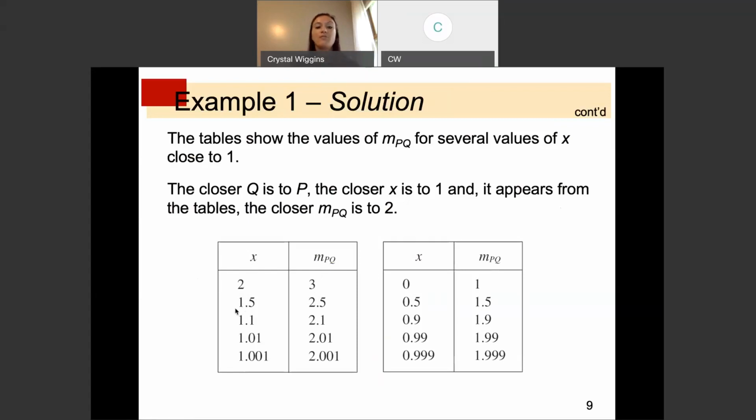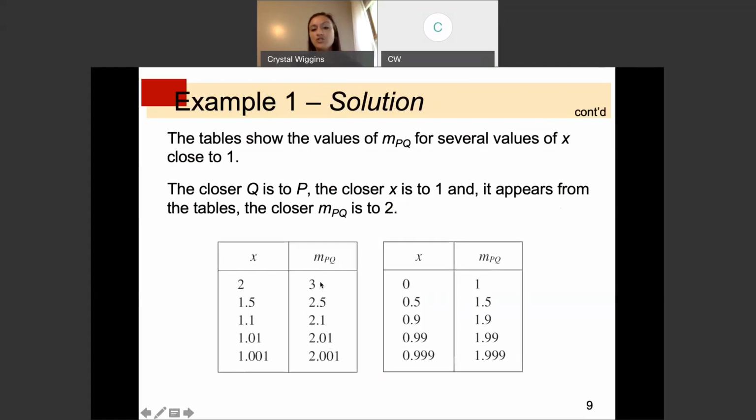So you put 1.5 into the parabola, you get an output, and then you do the slope formula, and you get a slope of 2.5. And then you get even closer to 1.1. The slope comes out to 2.1. The slope, not the y value. 1.01, you do all those calculations and you get a slope.